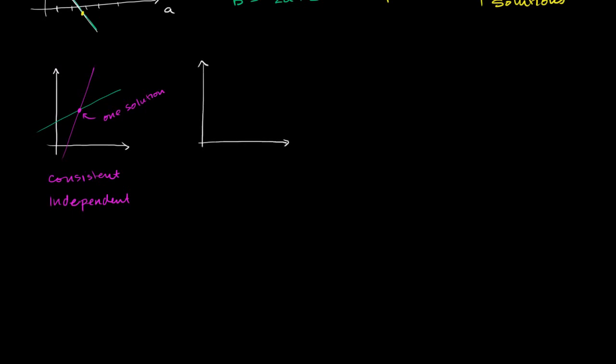Then you have the other scenario, where they're consistent, they intersect, but they're essentially the same line. They intersect everywhere. So this is one of the equations, and the other one, if you graph it, is actually the exact same one. So here you have an infinite number of solutions. It's consistent. You do have solutions here, but they're dependent equations. It's a dependent system.